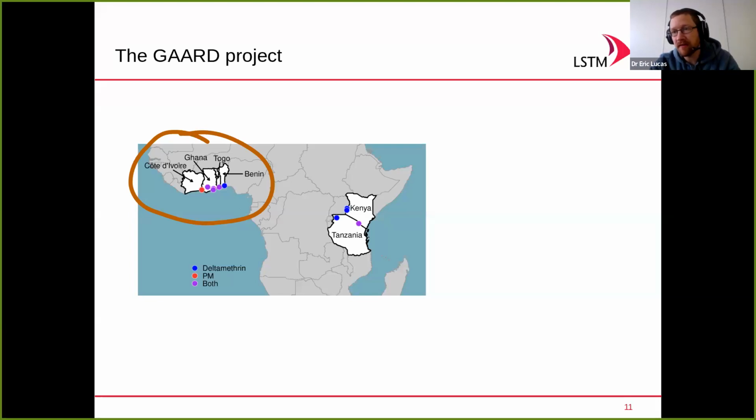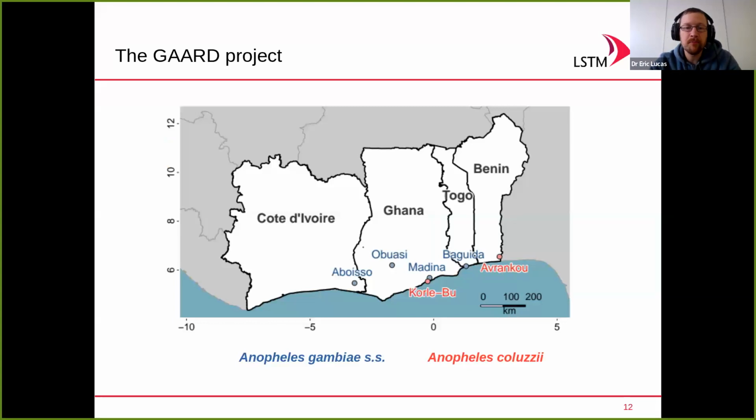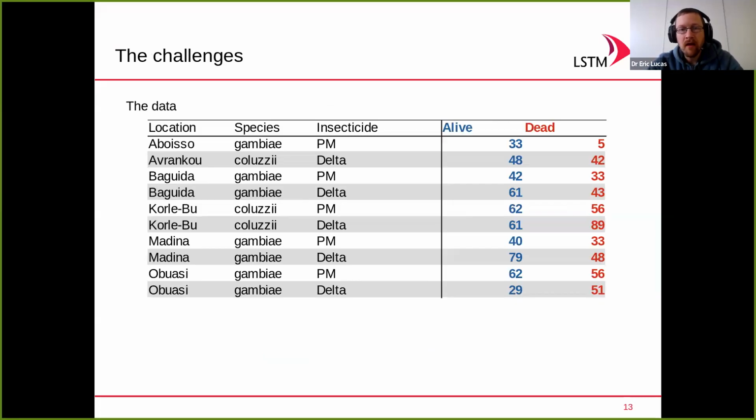So let's zoom in on that West African region where the samples for this paper came from. So we had samples from Côte d'Ivoire, Ghana, Togo, and Benin of both Anopheles gambiae s.s. and Anopheles coluzzii. And after sequencing and quality control, these are the numbers that we got back from the Anopheles gambiae 1000 Genomes Project. So these were slightly smaller than we had hoped because a lot of samples didn't pass sequencing QC.